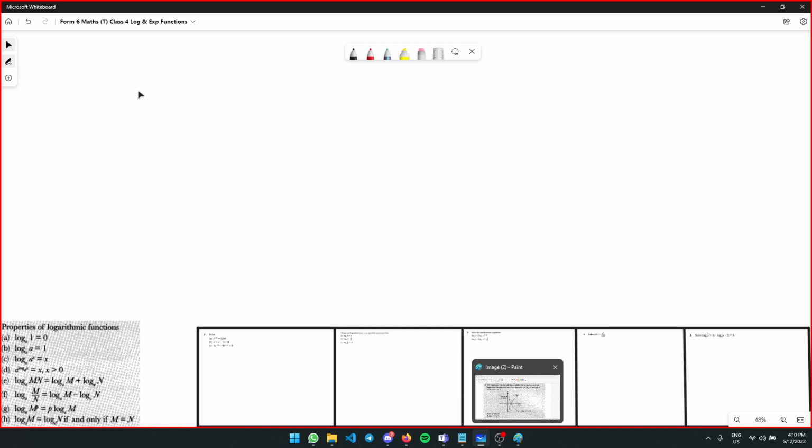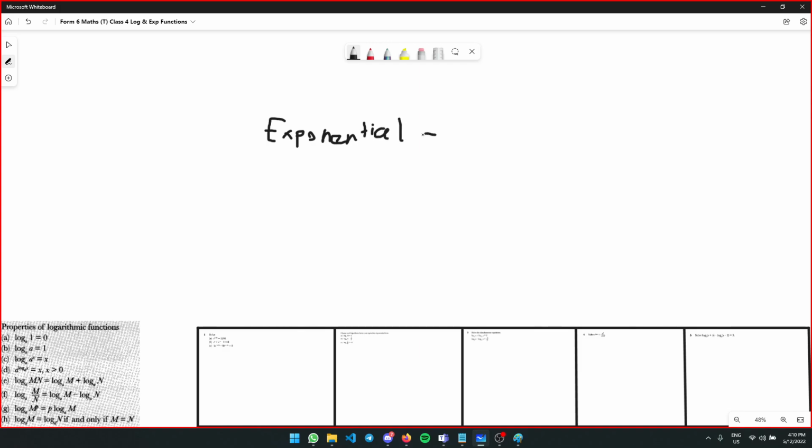Today we are going to discuss exponential and logarithmic functions. From your previous knowledge, you know that exponential and logarithmic functions are inverses of one another.